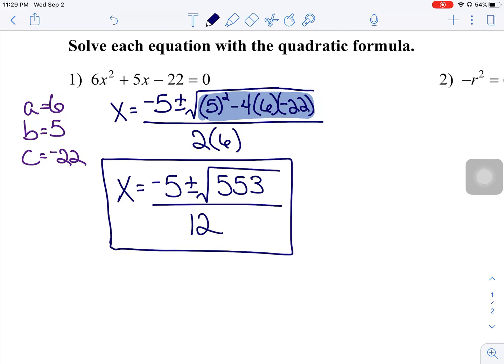Technically, there's two, because you have both the positive here and the negative here. That's two different answers. Okay? So if you don't have to deal with the square root, don't deal with it. Just let it be the square root of 553 if the directions say to use decimals where appropriate. Okay? So I'm going to move on to example number 2.